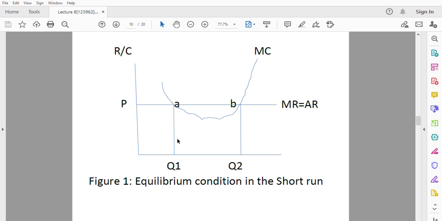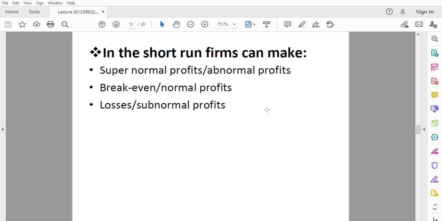Why? Because after A, we see marginal cost falling. But the sufficient condition states that marginal cost must be rising or must tend to rise. So the equilibrium or profit maximizing point is point B, where marginal revenue is equal to marginal cost and marginal cost tends to rise. I believe it's very understandable.